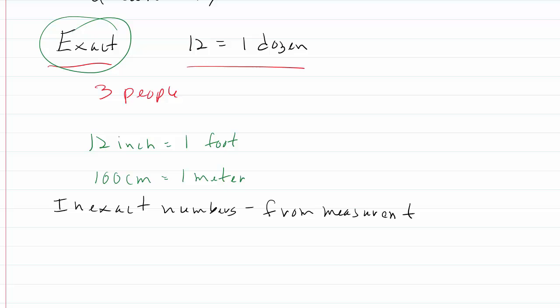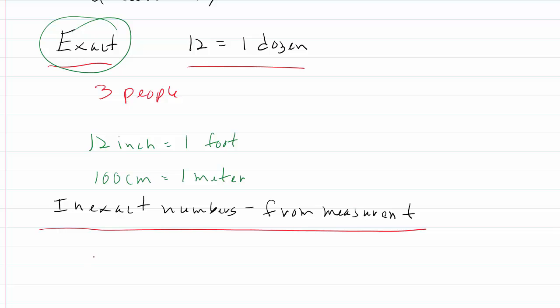If you read a tape measure, and you find that it's 48 1/4 inches, well, depending on how well you look, you might get a better measurement under some other conditions. So there's some inexact quality to that. And again, from measurement, any kind of measurement.